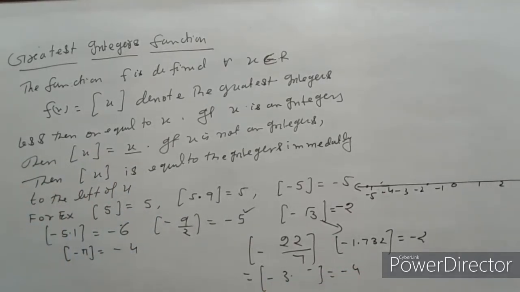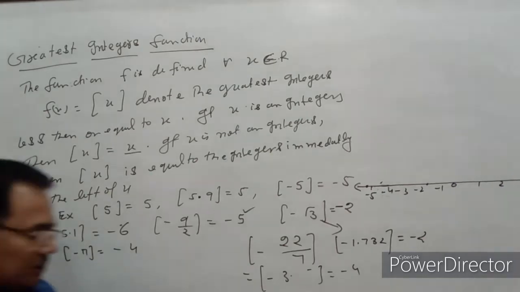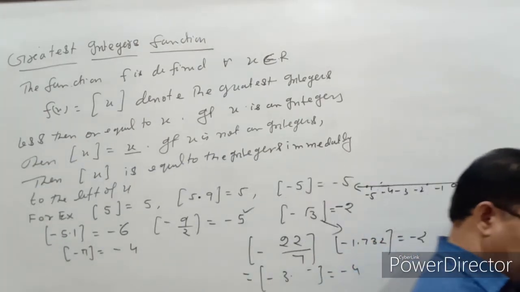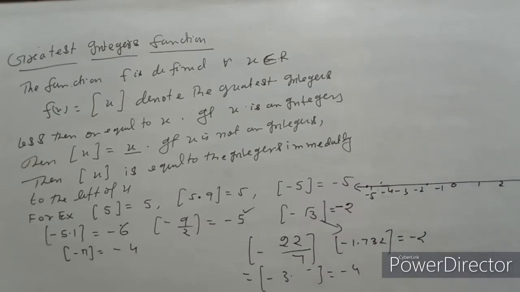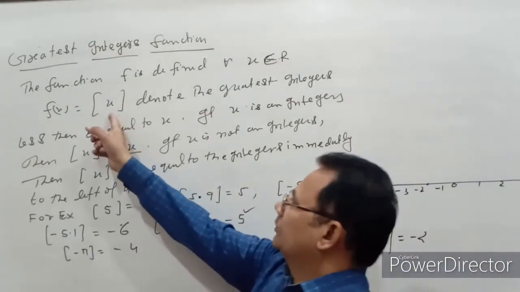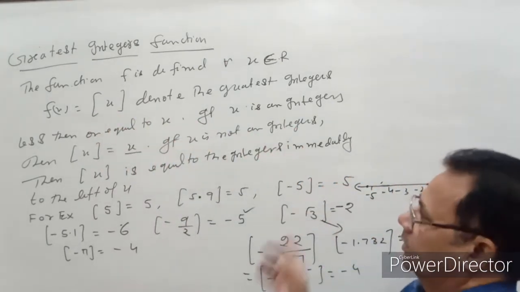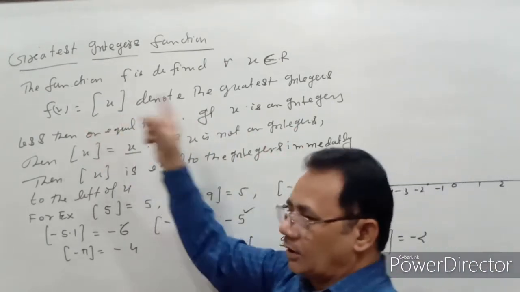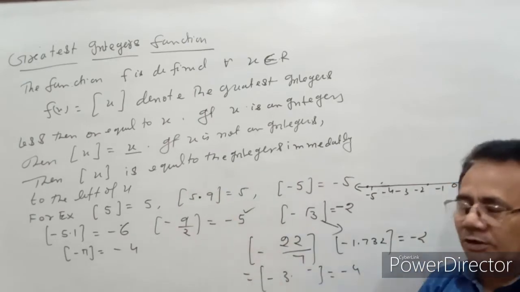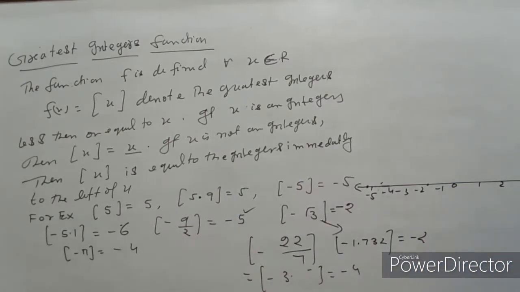So therefore we define the greatest integer function. If x is an integer, then we take the value to be the same integer. But if x does not belong to the integers, in this case we take the value of the greatest integer function as the immediately left integer.